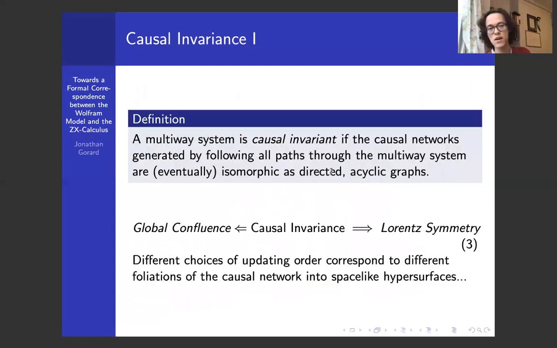But it turns out that there's a particular class of rules for which it doesn't matter what path you take, the causal network that you see is always the same. In other words, if you followed all possible paths through the multiway system, all the causal networks you would obtain would all be isomorphic as directed acyclic graphs. And for those of you who know about abstract rewriting systems, this is deeply related to the property of global confluence, or the Church-Rosser property of the underlying rewriting system.